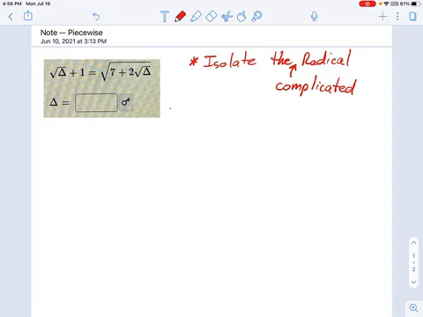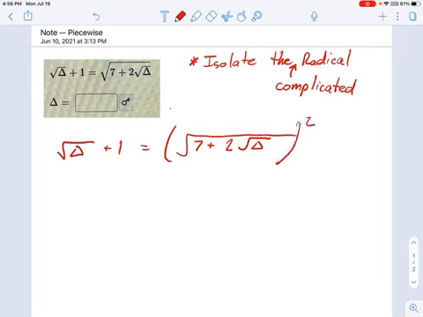It's actually better to get the big problems out of the way. So at least it's already isolated for us. That part is nice. So we're going to take this equation and say square root of delta plus 1 equals the square root of 7 plus 2 radical delta inside a square root sign. And now we're going to square both sides. Square that, and I have to square the entire left side. Remember, we're squaring the entire side of each equation.